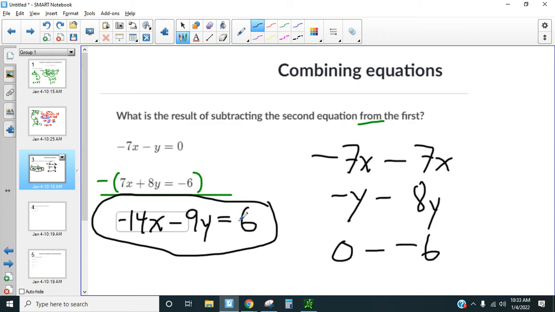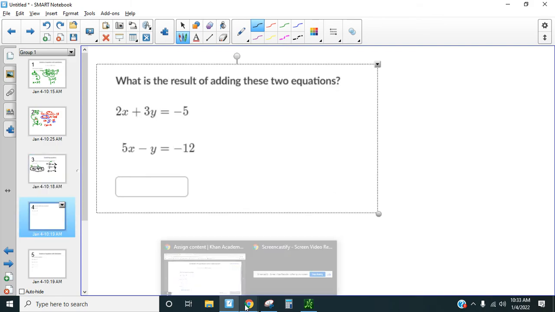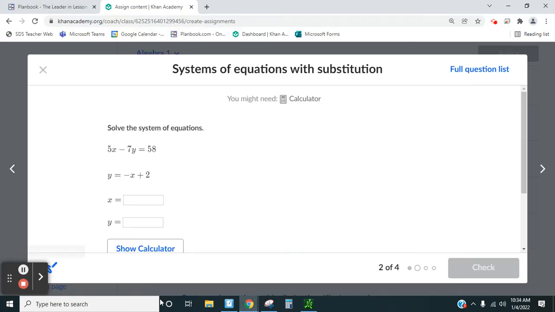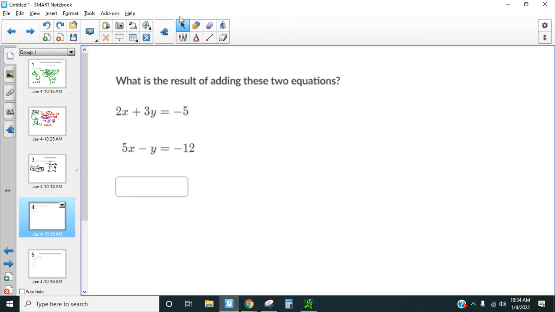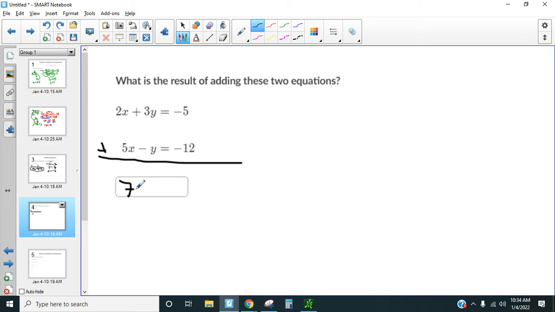Okay, you guys, try this next one. Ready? Go. All right, what's the result of adding these two? Just add them up, right? Doesn't matter really the order. The order in which you add doesn't matter. So we got 7x plus 2y equals negative 17. Easy peasy?